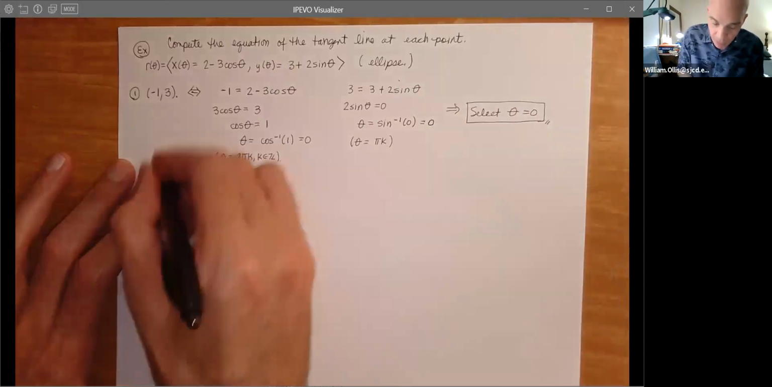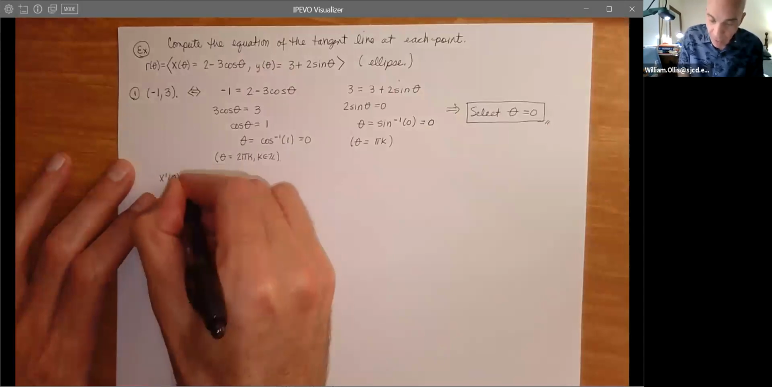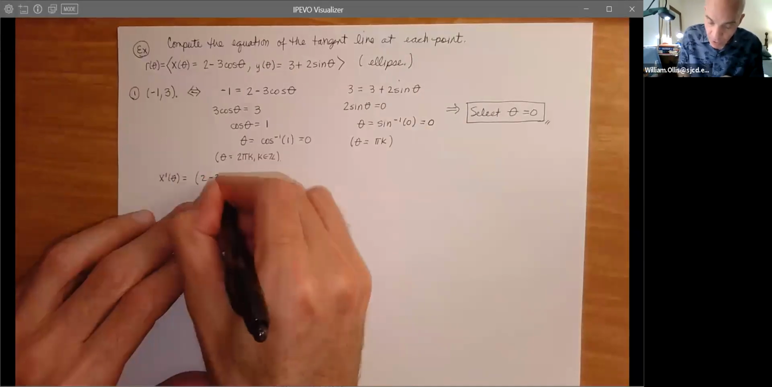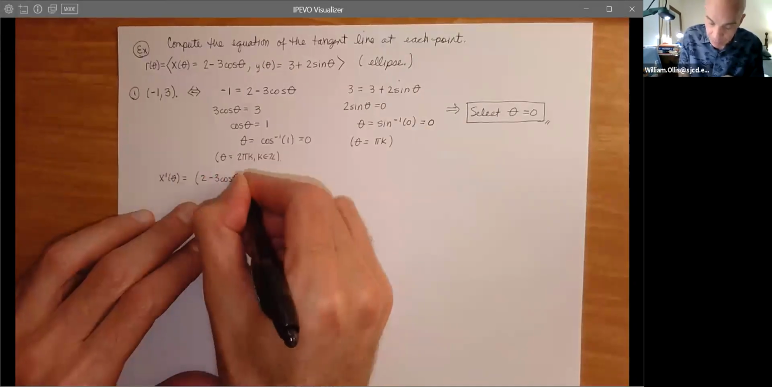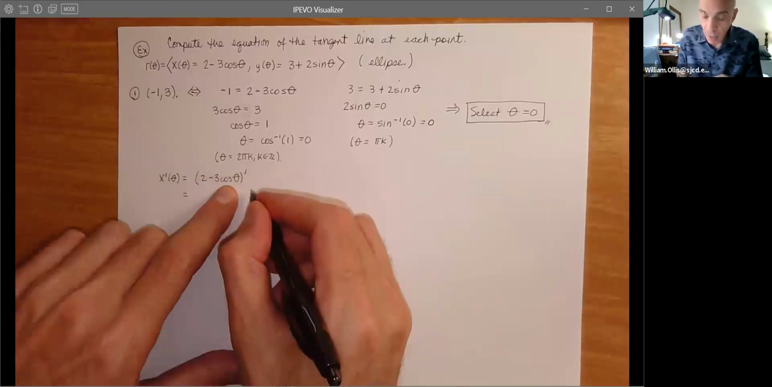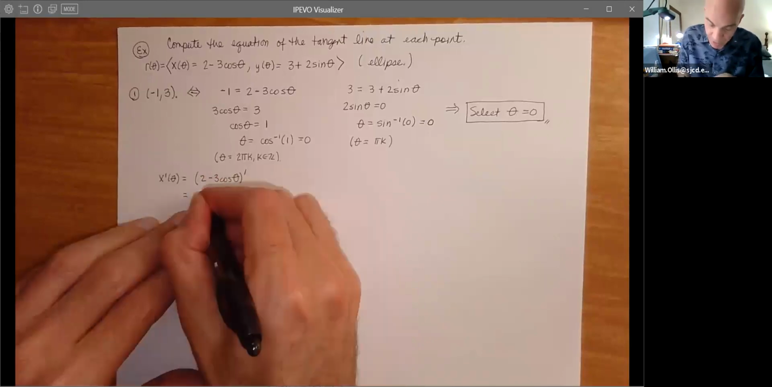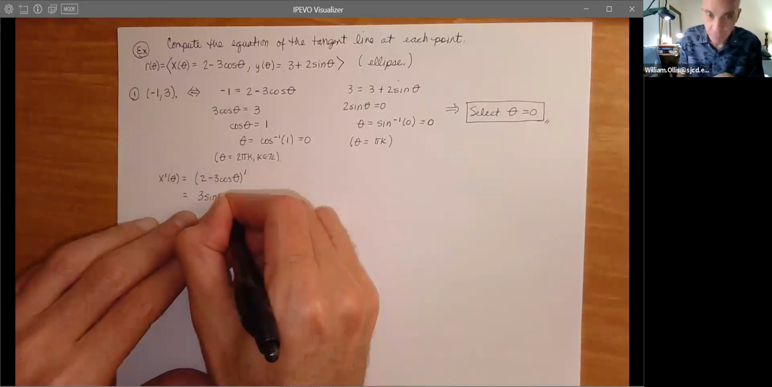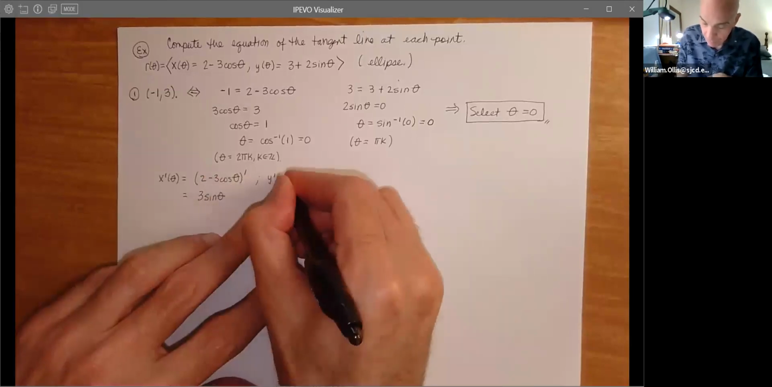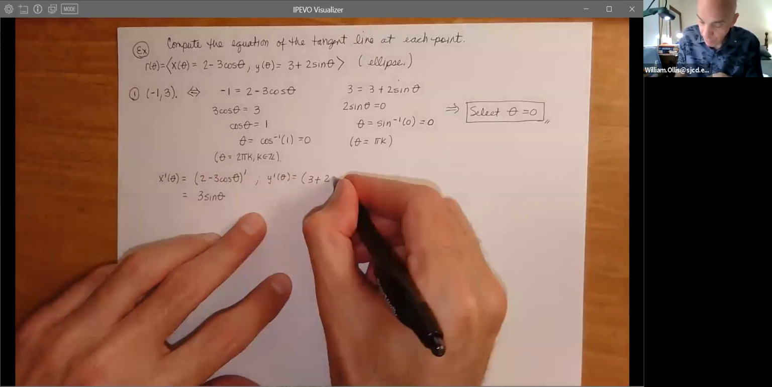So now let's look at this. I'll go ahead and do these separately, ladies and gentlemen, then we'll take a ratio. Let's go ahead and look at x prime. x prime will be the derivative of 2 minus 3 cosine theta. So the derivative of 2 is 0. And of course, the derivative of cosine is the negative sine made negative. This will just be 3 sine theta. And y prime will just be the derivative of 3 plus 2 sine theta.